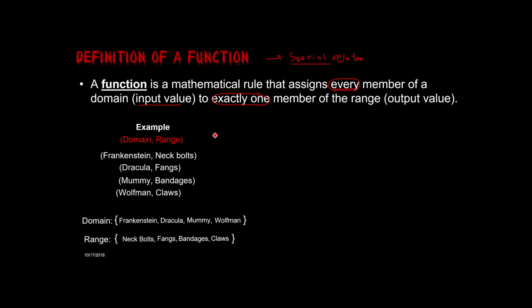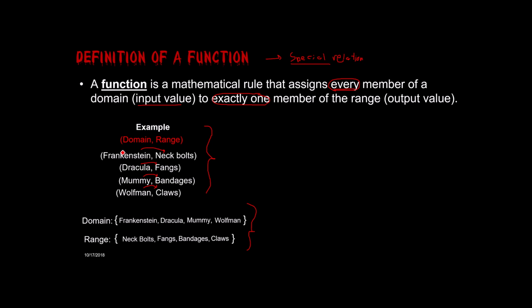So when I look at my initial example from the very first slide, this relation that we talked about where Frankenstein was connected to neck bolts, Dracula to fangs, mummy to bandages, wolfman to claws, it's important for us to notice that Frankenstein only gets neck bolts. He does not also get fangs, bandages, or claws. Dracula has fangs, but he does not get bandages, neck bolts, or claws. The mummy gets bandages, but nothing else. And the wolfman gets claws, but nothing else.